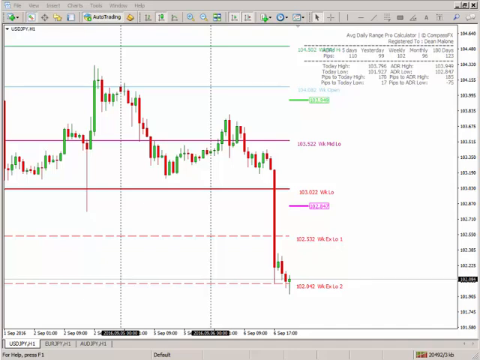Bias simply meaning, are we looking to trade lower based upon lower highs, or are we looking to trade higher based upon higher lows, being an uptrend situation? So once we've determined the potential bias or trend of the market based upon price action or based upon a chart pattern, then we can look for the market to reach a certain Average Daily Range Pro target level, whether that be the daily level or the weekly levels. So let's take a look at this.